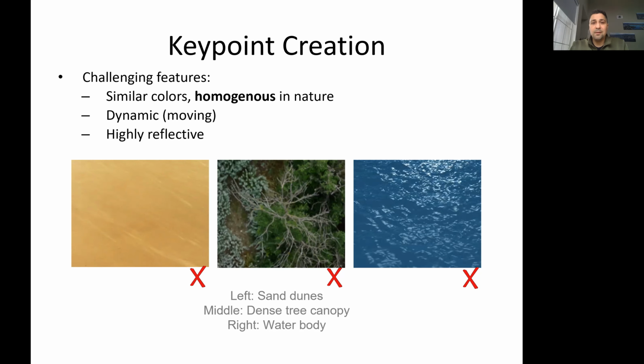And I'm not saying these things are impossible, but these types of features will cause the software, and photogrammetry in general, to have a hard time creating matches, generating key points, and doing pattern recognition, I should say, to create these unique patterns. Trees and vegetation are also very much in this category.